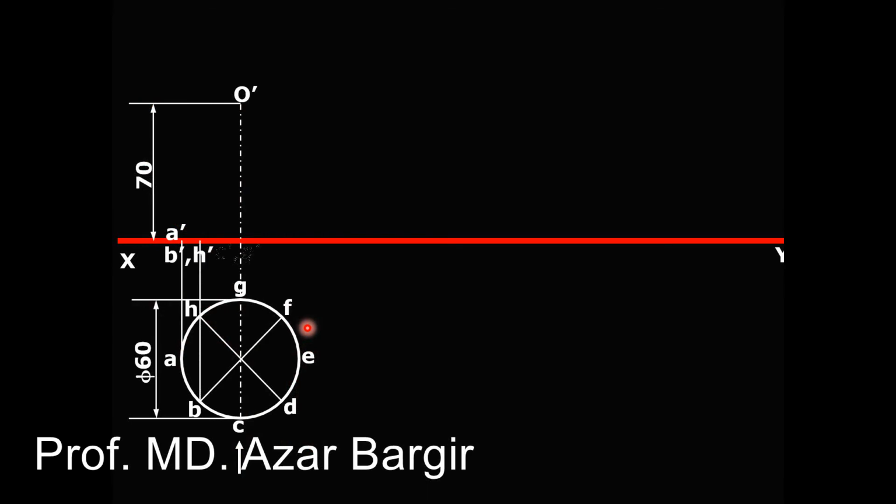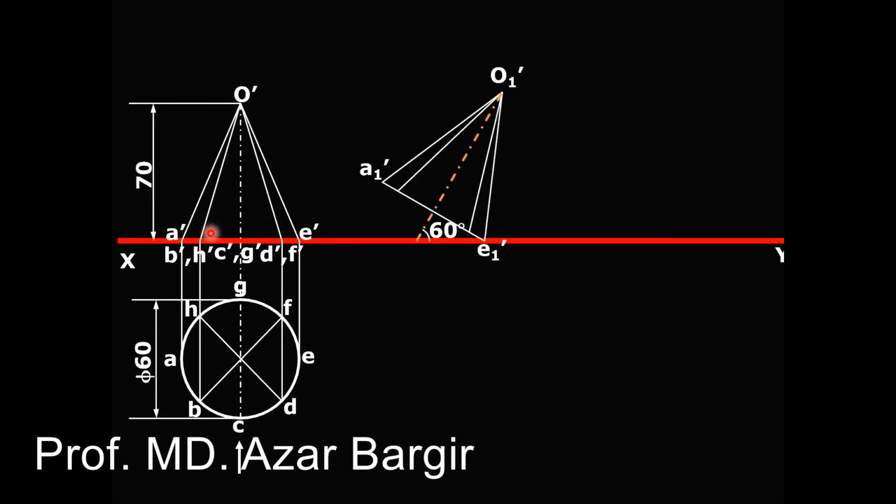In this way you have to project it, and then join A dash to O dash and E dash to O dash. The remaining ones are the imaginary generators, so they should be faint, and the outer side should be dark. So A dash to O dash and E dash to O dash are dark. You have to show the imaginary lines by faint lines, because we are imagining them.